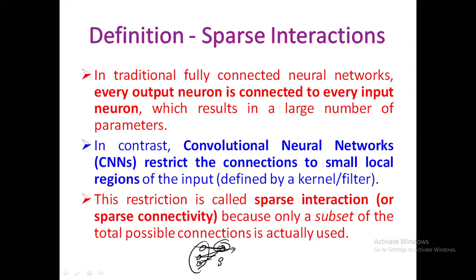In a convolutional neural network, however, this is no longer the case. Instead of connecting every input to every output, we connect each output only to a small localized region of the input. This we have seen in the previous lecture. These limited and localized connections are referred to as sparse interactions, or we can call it sparse connectivity. Only a small subset of weights participates in the computation of an output neuron, which leads to much fewer total parameters compared to fully connected architectures.